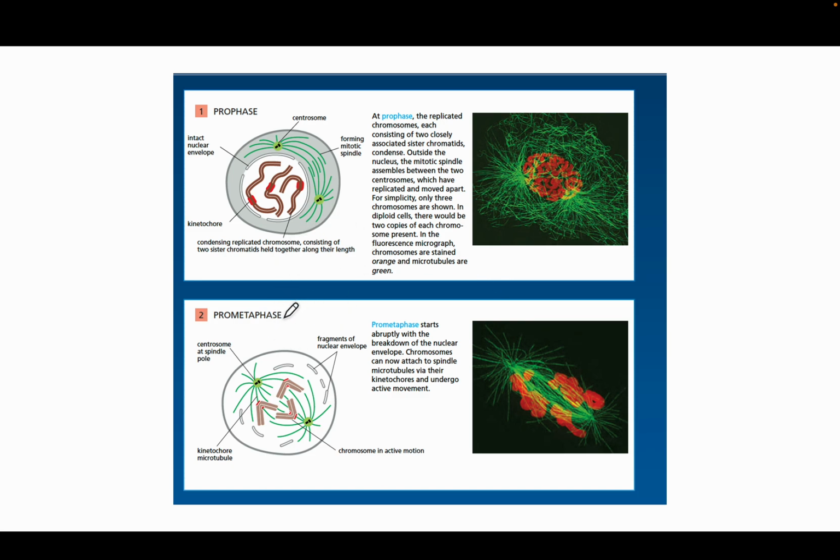In prometaphase, what happened? You have to break this nuclear envelope. So there will be fragmentation of nuclear envelope. Then centrosome will be at 2 pole or 2 spindle pole. This is kinetochore microtubule, chromosomes in active motion. So prometaphase starts abruptly with the breakdown of nuclear envelope. Chromosomes can now attach to spindle microtubules via their kinetochores and undergo active movement.